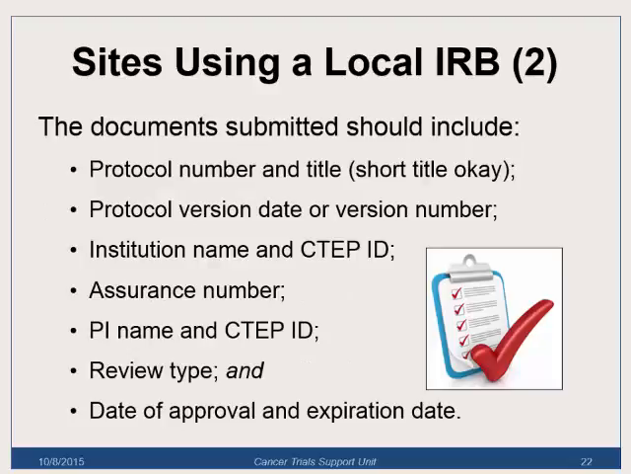Okay, for sites using a local IRB, again, the documents submitted should include protocol number and title, a short title is okay, protocol version date or version number, institution name and CTEP ID, assurance number, PI name and CTEP ID, the review type, and the date of approval and expiration date.